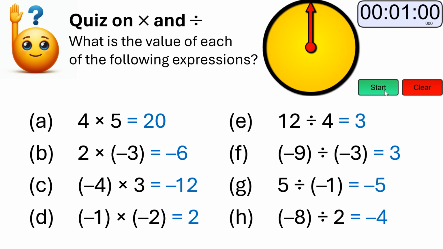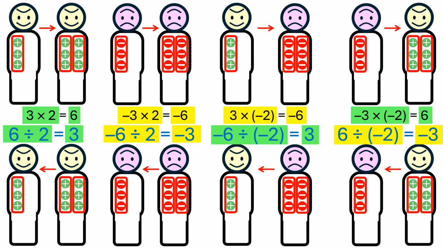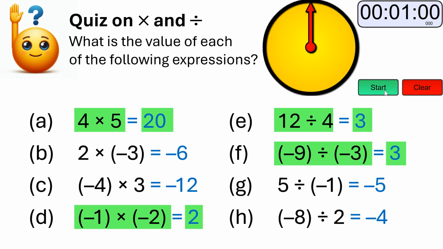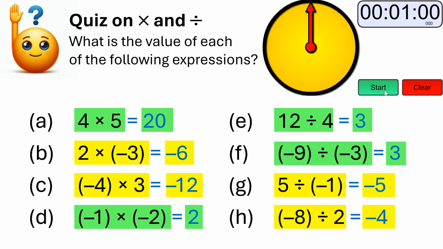Managed to get them right? Remember the observations made earlier? When the inputs have the same sign, the result is positive. When the inputs are of opposite signs, the result is negative.